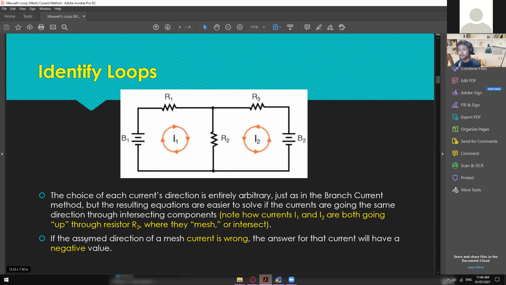If the assumed direction of a mesh current is wrong, then the answer for that current will have a negative value. Even though that's a negative value, it is still the correct value that we are looking for. So if it's clockwise, just make it counterclockwise and remove the negative sign. Then you already have the correct assumption and the correct value. It's not negative anymore, it's now positive.